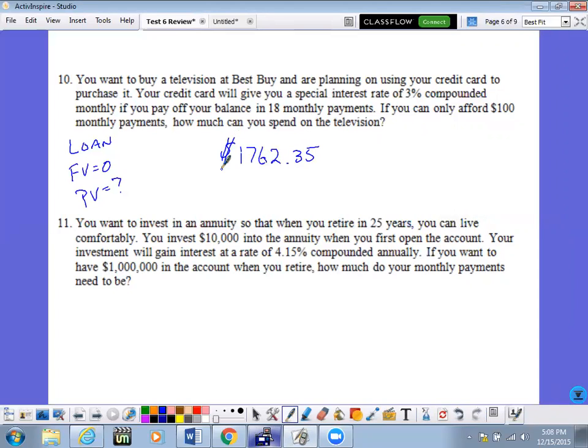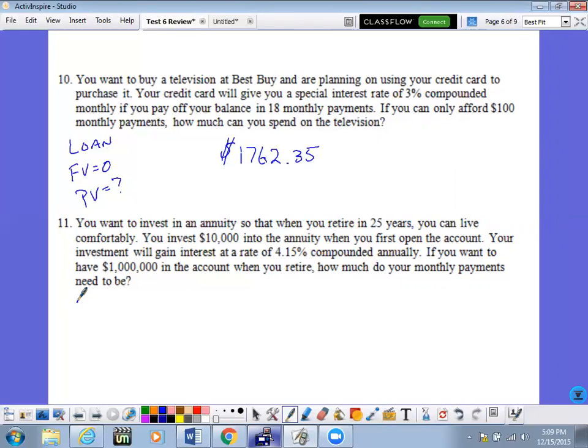Sorry, fellas. Number 11, you want to invest in an annuity so that when you retire in 25 years, you can live comfortably. You invest $10,000 into the annuity when you first open the account. Your investment will gain interest at a rate of 4.15% compounded annually. If you want to have $1 million in the account when you retire, how much do your monthly payments need to be?